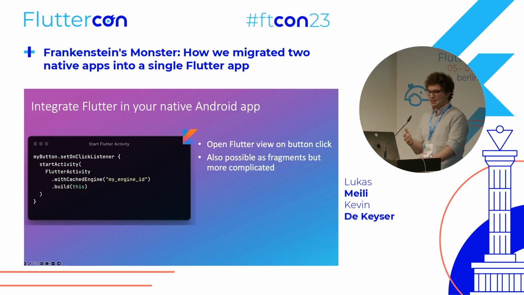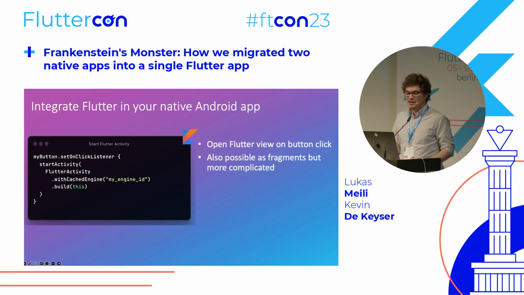Now, we have a Flutter engine running, but we don't show any UI yet. So how do we show Flutter on this button click? This is very simple. In Android, we set the on-click listener, and then we start the Flutter activity. For those who might not know what an activity is on Android, you can imagine your existing Android application running, and then you put on top of it the Flutter view.